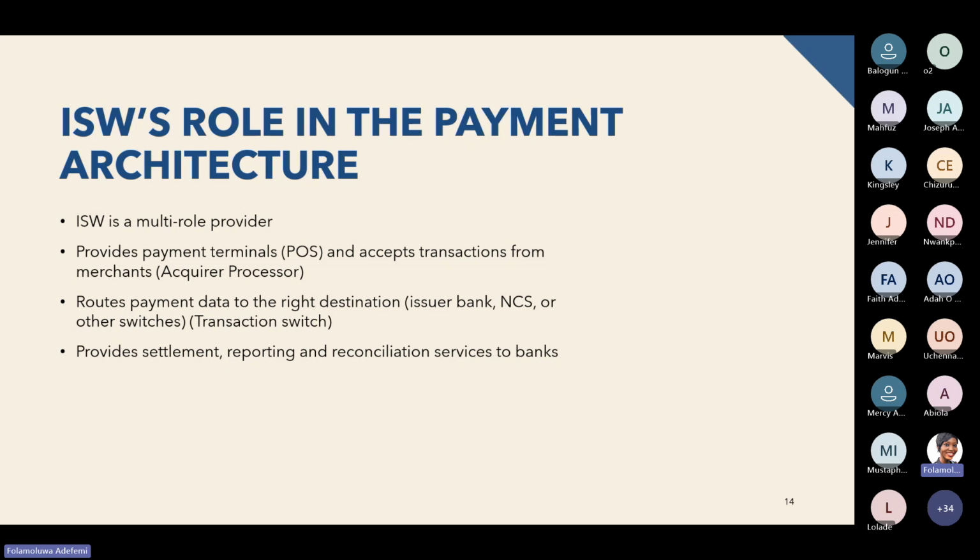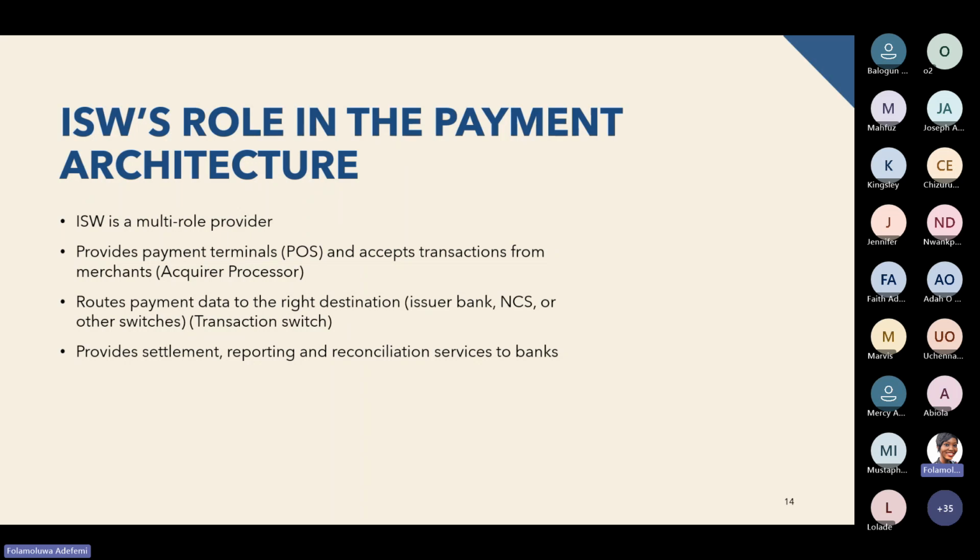So they provide payment terminals and accept transactions from merchants. They also route payment data to the right destination, and that's where the switching comes in. So transactions like purchases or transfers or payments that are coming from terminals can be switched through Interswitch. Interswitch will then hand over said transactions to either the bank or the National Central Switch, in this case NIP, or other switches that are involved in that transaction. So Interswitch acts as a transaction switch.